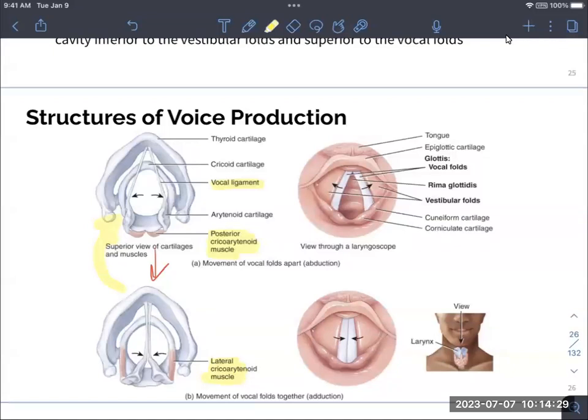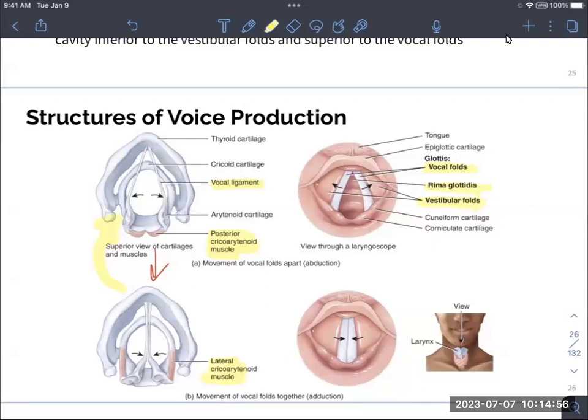Same thing in the other picture, but this time we're looking at everything that is in that area. So we see the vocal folds. We see those vestibular folds to the outside. That rima glottis is actually between the two.